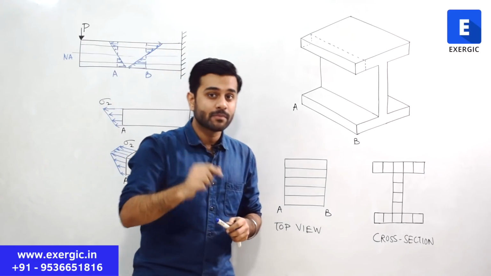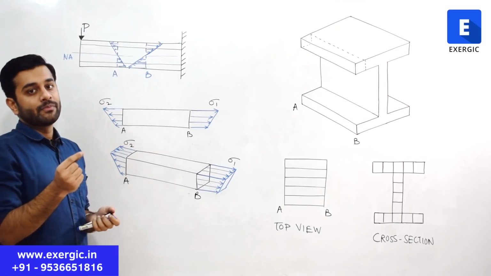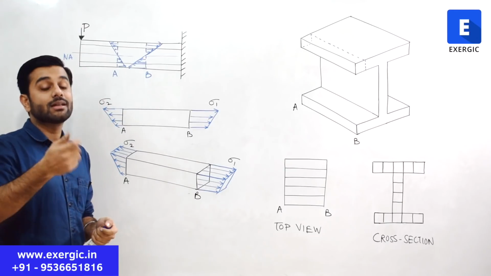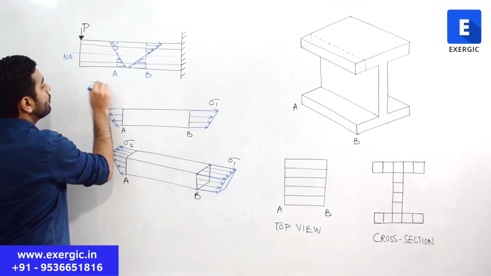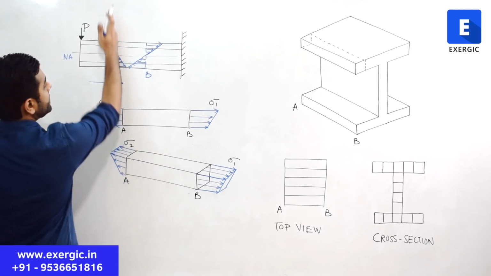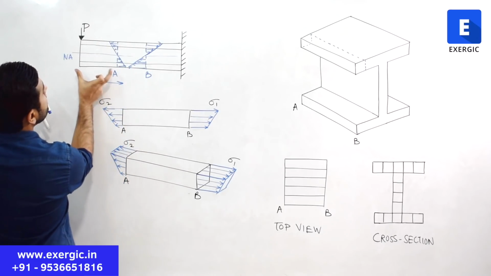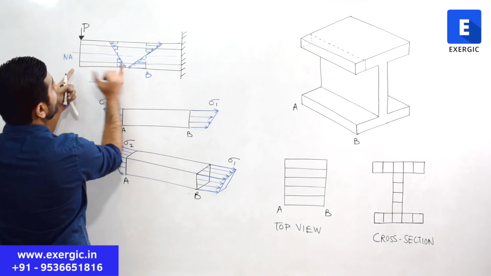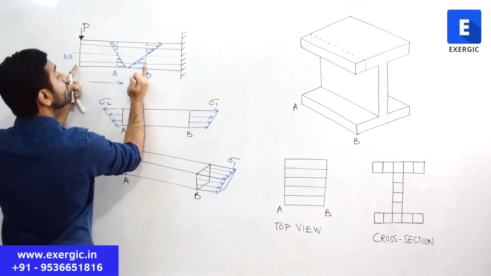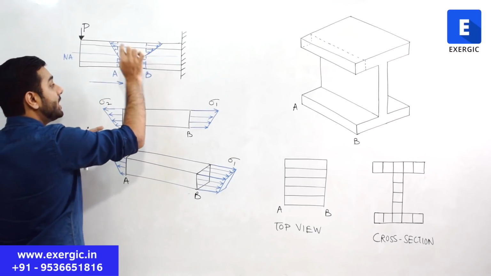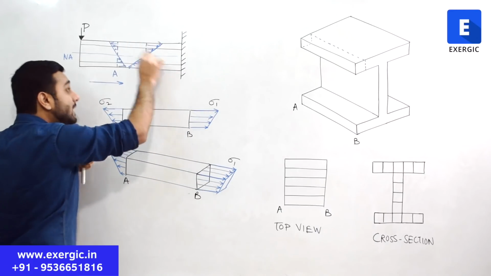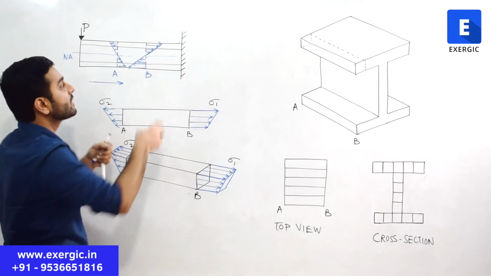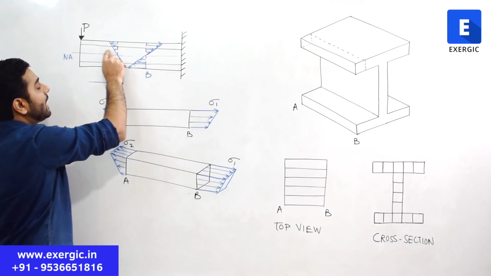But will the tension and compression be the same for section A and section B? No, because we know that the bending moment will increase when we move towards the fixed support. At section A, bending moment will be P multiplied by this distance, P multiplied by X. For section B, bending moment will be P multiplied by this complete length. This length is more for B and less for A. So bending moment at B will be more than bending moment at A. It means that these loads and these stresses which are shown will be higher than they are at this point A.